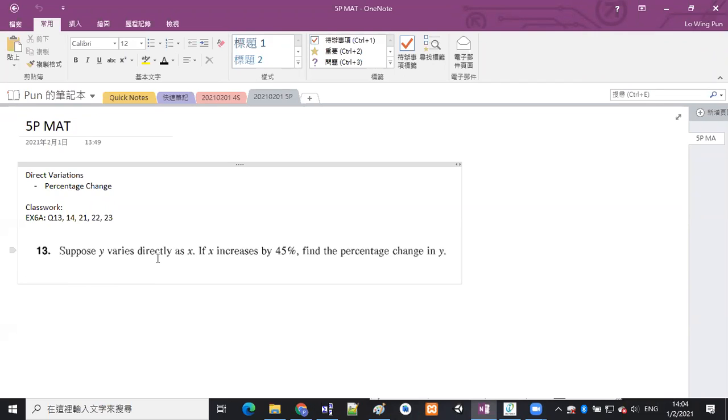Let's go to exercise 6A. I will do question 13 with you together, and then I will give you time to do the remaining questions, and then I will check the answers at the end of this lesson.